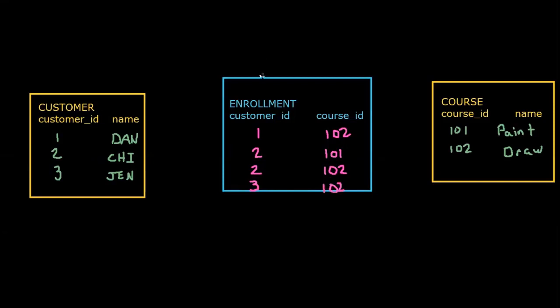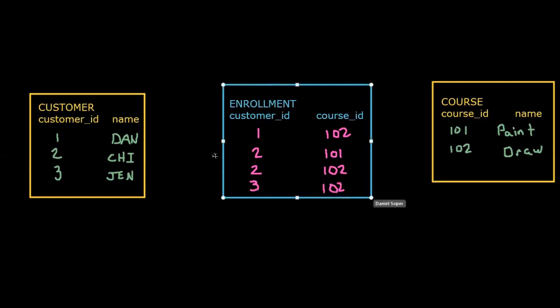All right, so with these in mind, we can now see how from a data perspective, this sort of structure allows us to create a design where each customer could potentially take multiple classes. We see that illustrated here with number 2, Chi. So these records belong to Chi in the enrollment table. And we could then say Chi is taking a painting class and Chi is taking a drawing class.